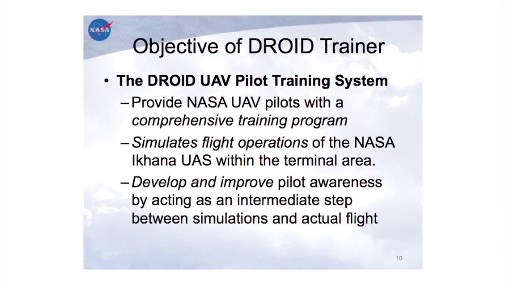So I'll talk about the DROID UAV training system. The goal of the DROID UAV system is to provide pilots with a comprehensive training program. It simulates flight operations in the terminal area for Icana, and it's used to develop and improve pilot awareness by acting as an intermediate step between simulations and actual flight. So we're trying to get rid of some of the sim stuff and have them fly an actual physical aircraft.